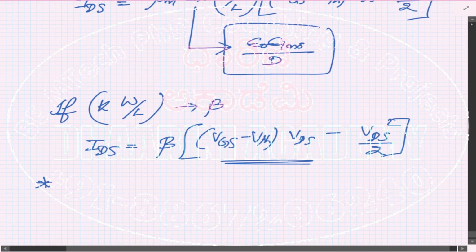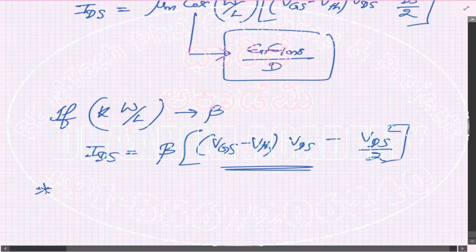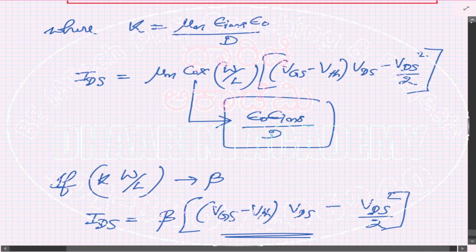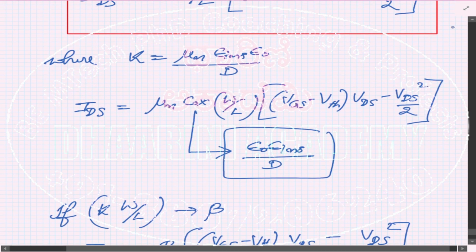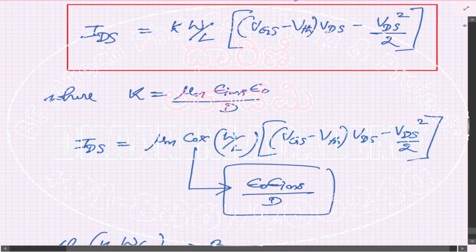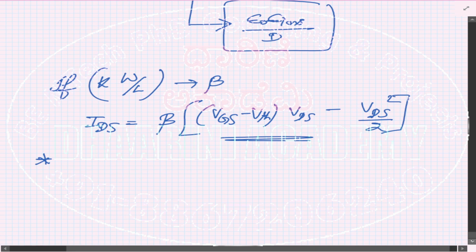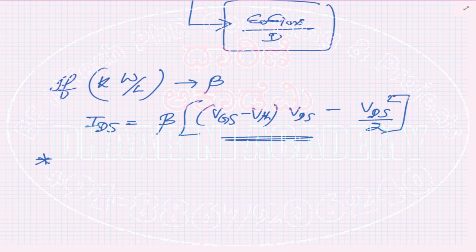Either you use beta into (VGS minus VTH) VDS minus VDS square by 2. This is one equation where beta is K into W by L, right? And you know that K can also be written as mu n epsilon of the insulation layer, epsilon naught, divided by the thickness of that layer, right? So any of these forms you want, you can use. Is it okay? All right.